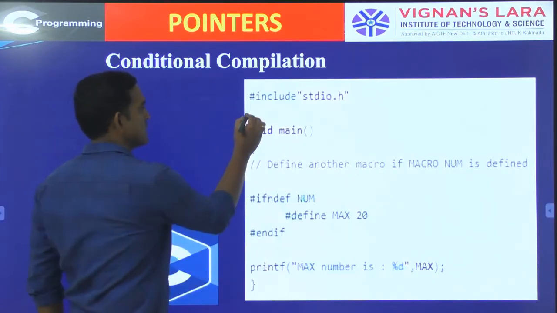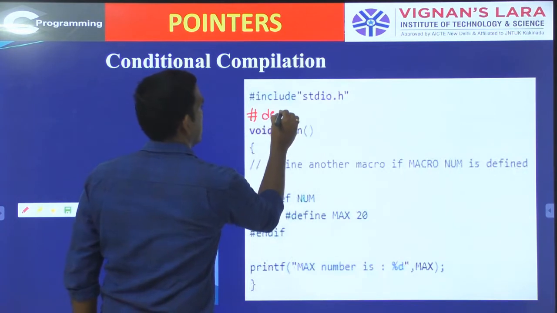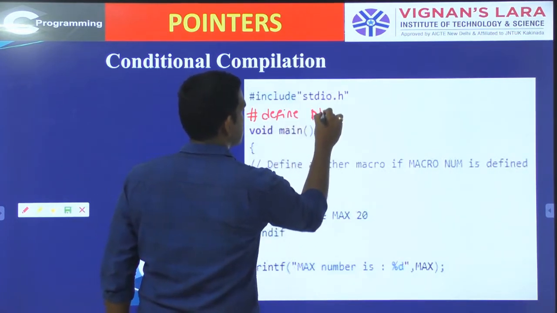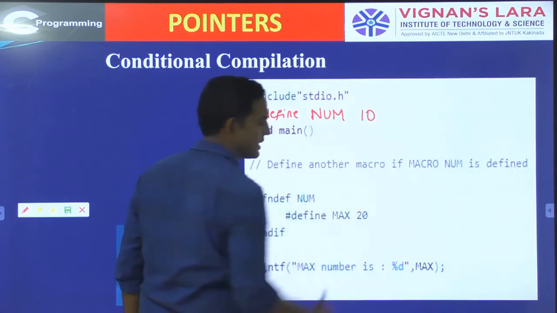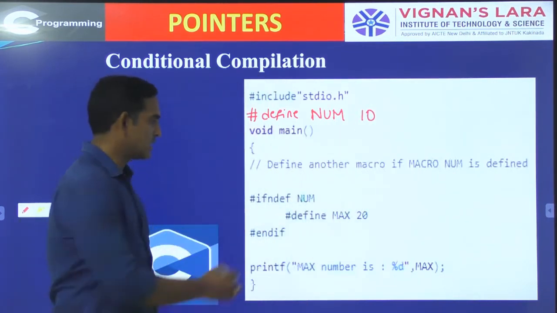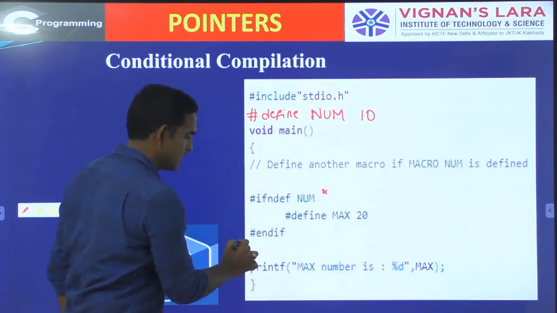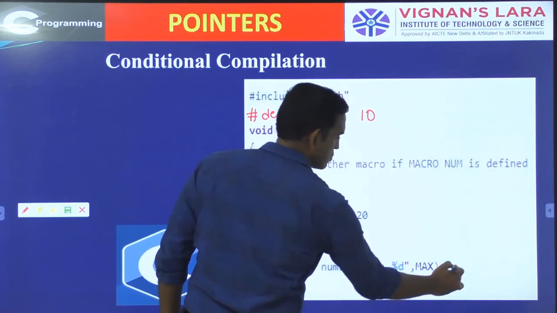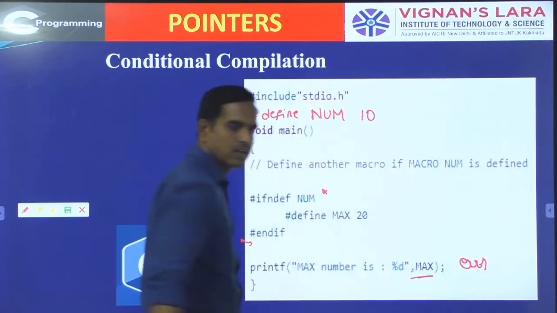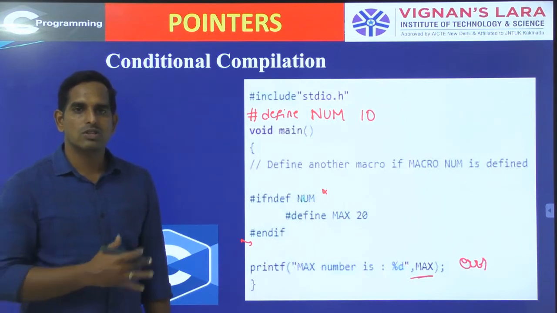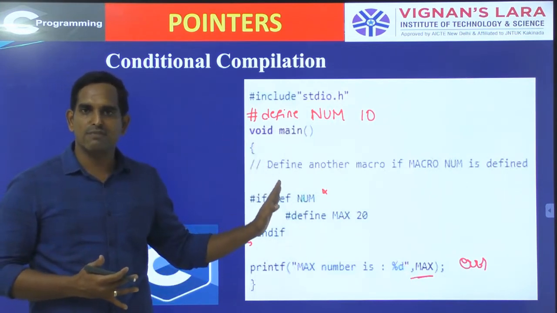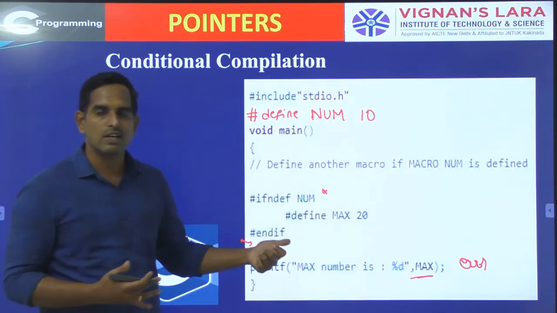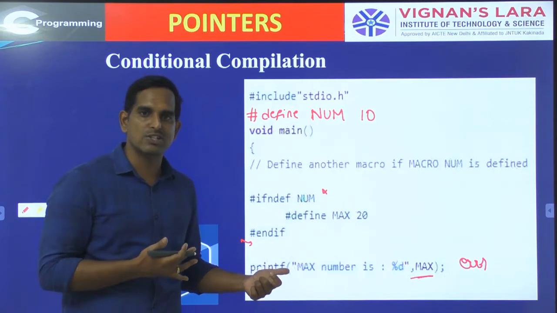If there is a definition, that is, if I have #define NUM 10, at that time this will be false and there is no else block, so it will not be executed. There is no MAX, so you will get an error that MAX is not declared. So this is how ifdef and ifndef will work. If definition, if no definition. So that is the conditional compilation you can do.